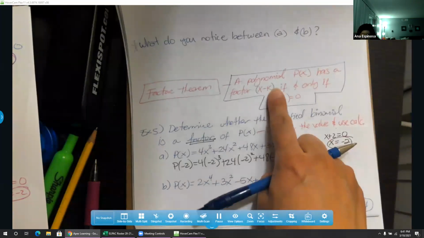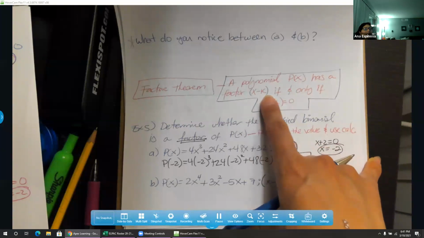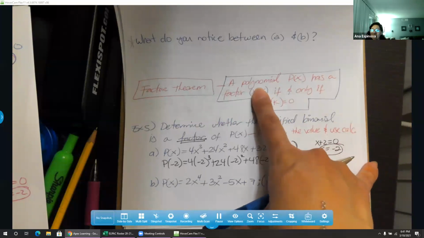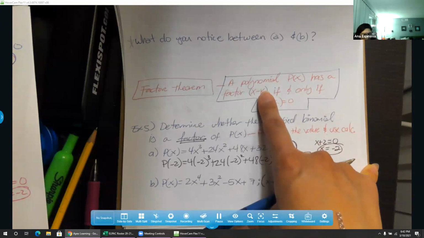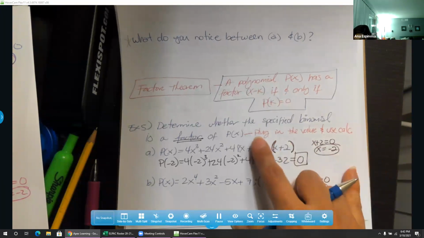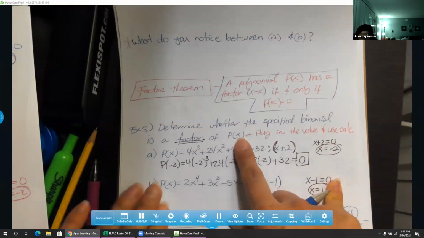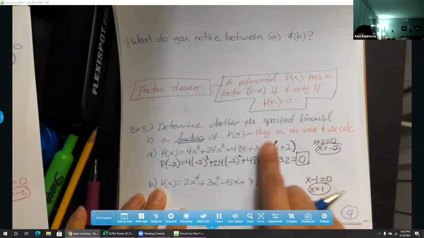Factor theorem is if a polynomial p of x has a factor of x minus k, and you end up with a remainder of 0, it means that that binomial was a factor. It means that it evenly goes into that polynomial. If you're synthetically dividing or doing long division, it means that it goes in completely evenly. There's no remainder. So let's say determine whether the specified binomial is a factor or not. You can do it 2 ways. You can do this in the long traditional way, in which you plug in this number.